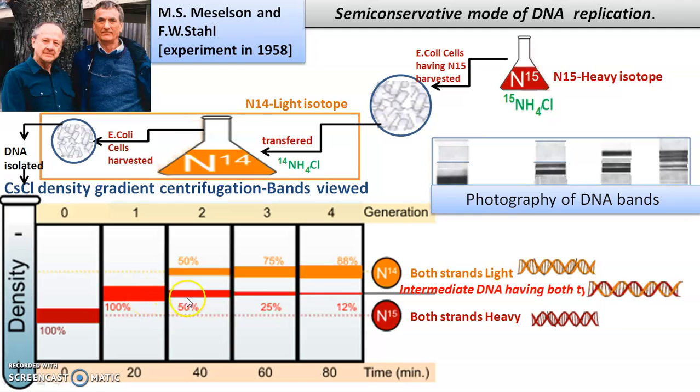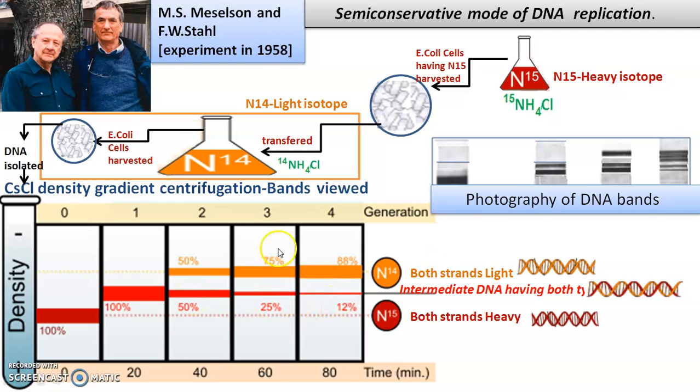Now they found bands of two types, an intermediate band and one band also in the lighter zone. Again, that was an indication that the intermediate hybrid DNA molecules separated their two strands and incorporated new strands, because of which two bands were visible. That means the heavy N15 strand would have incorporated light nitrogen, and the light strands would have incorporated only light nitrogen again. So two types of bands were visible, 50-50%.